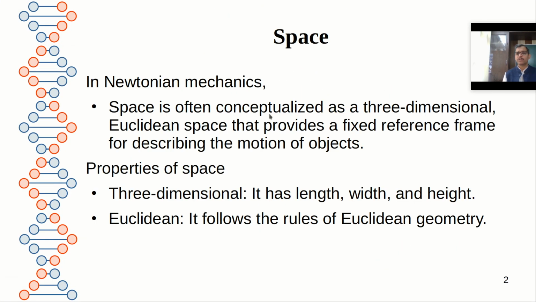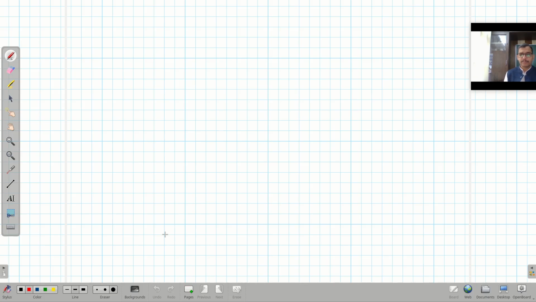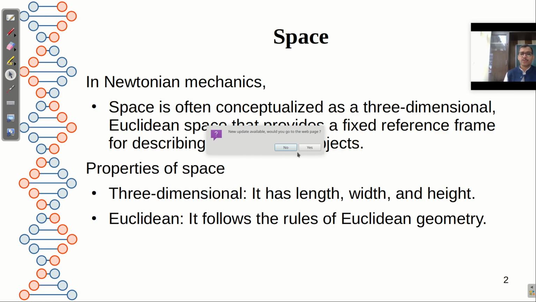So, let me first of all talk about what is space. So, in Newtonian mechanics, space is often conceptualized as three-dimensional Euclidean space, and that provides a fixed reference frame for describing the motion of objects. And what are the properties of space? Space is three-dimensional and Euclidean, and it has length, width, and the height, and it follows the rules of Euclidean geometry. So that means it's basically a three-dimensional Euclidean space.